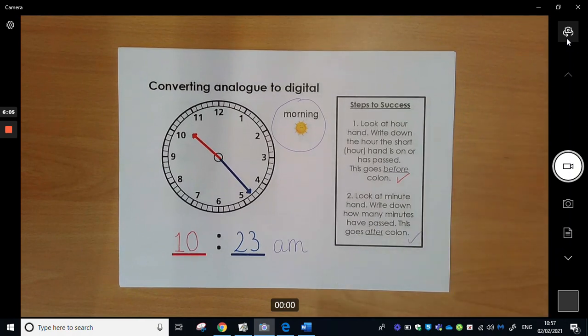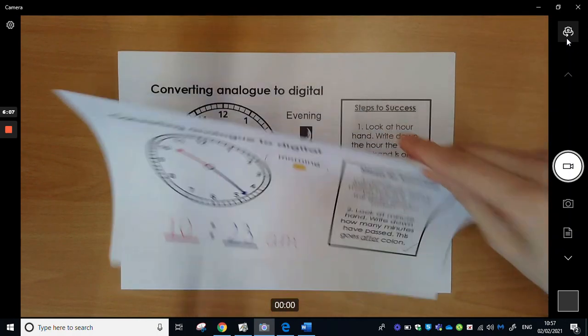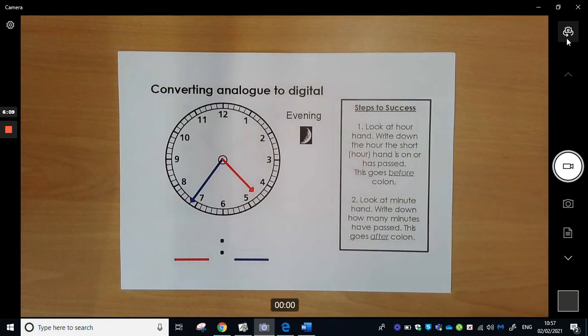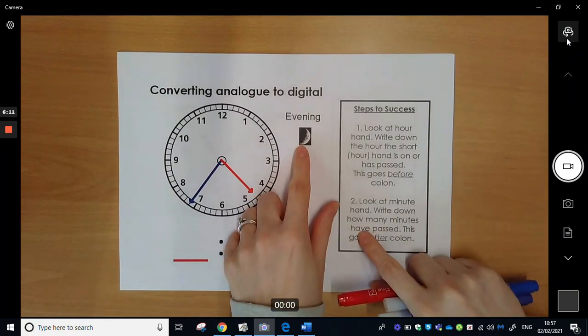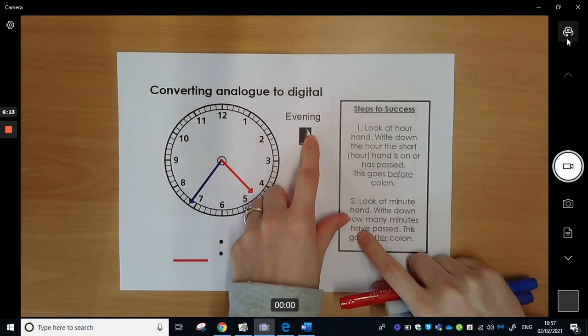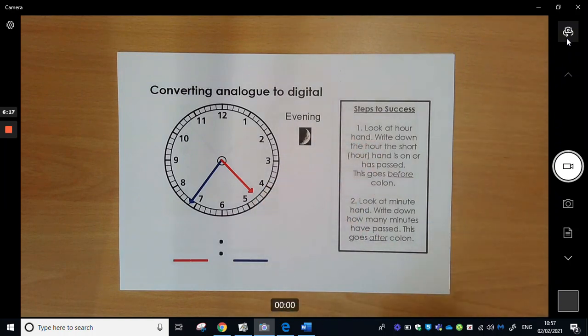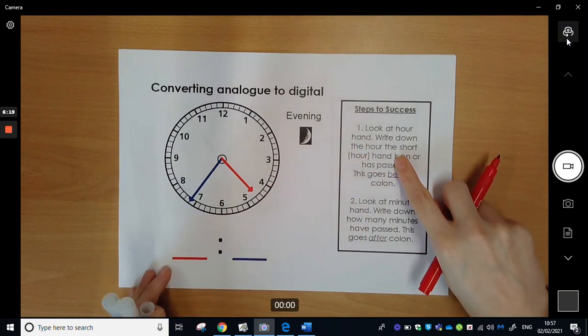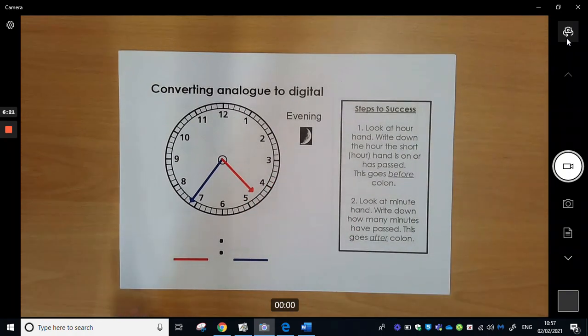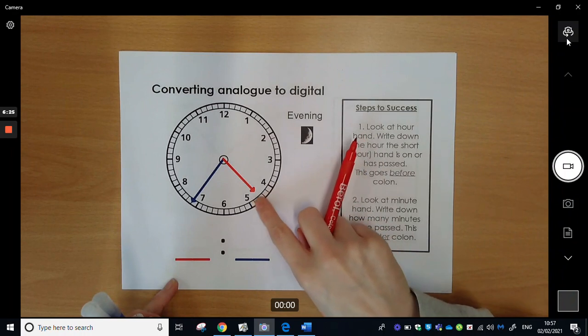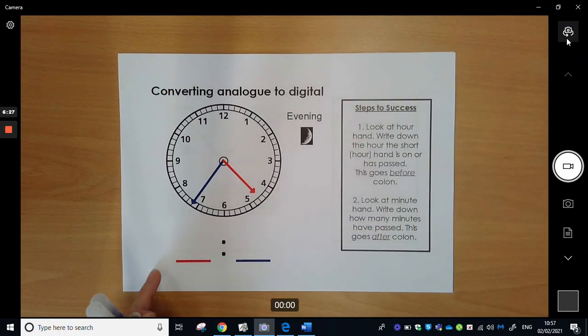Okay, let's look at another example. So this time, it's the evening. So I know I'm going to be using PM. I'm going to write my time first. So first thing I need to do is look at the hour hand. So I want you to think, which hour am I going to be using? I can see it's between the 4 and the 5. Which one am I going to be using?